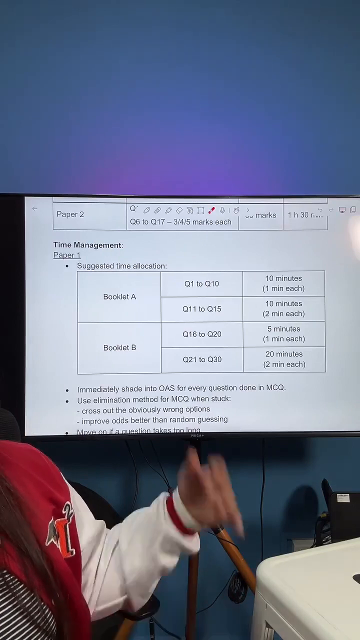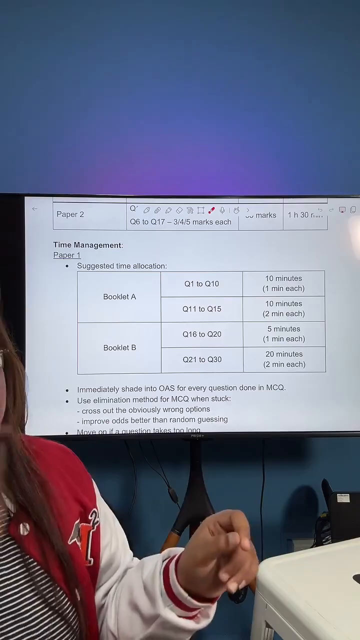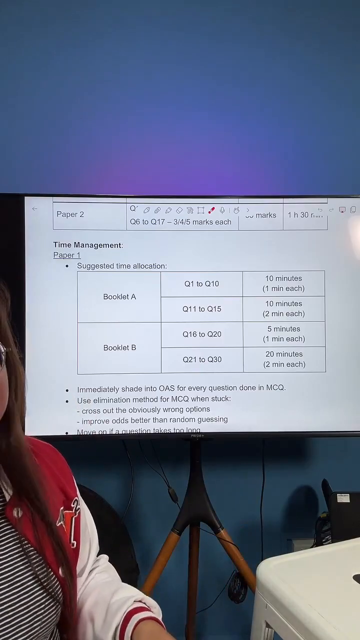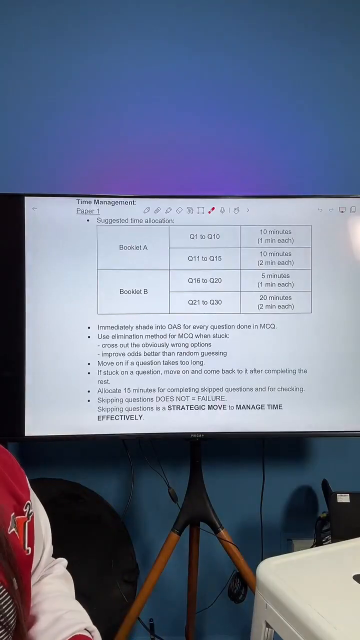So just now I shared with you about the elimination method as well. And then once you get the MCQ, just quickly go and shade in, okay? Things like that. I hope I have shared enough.